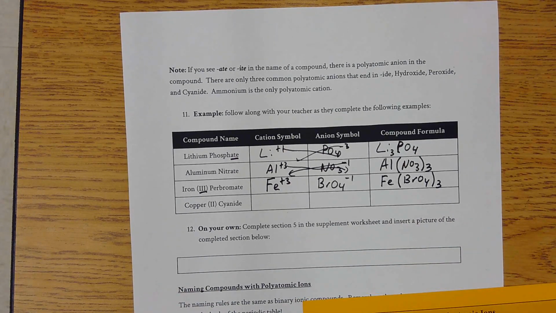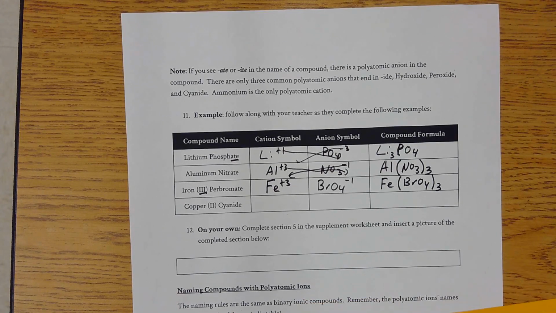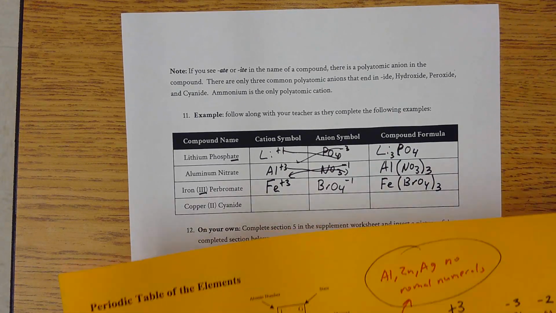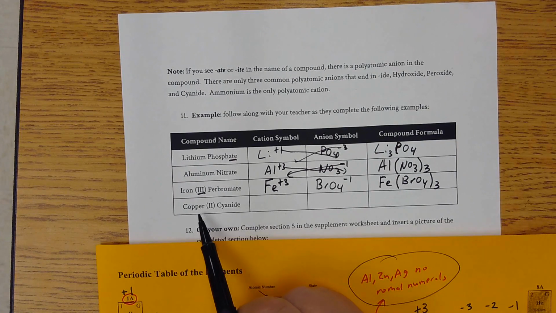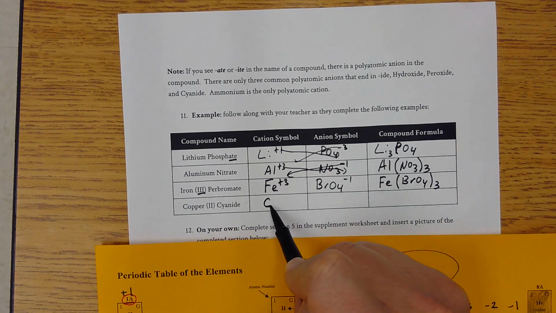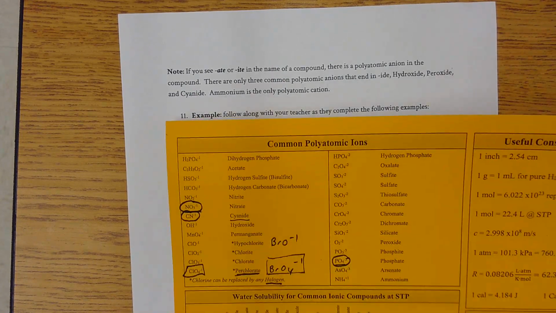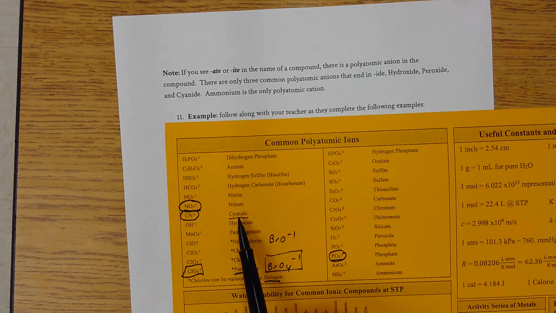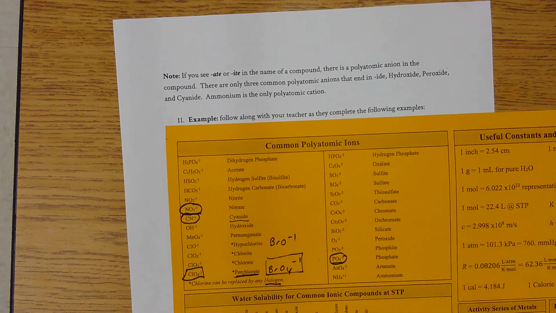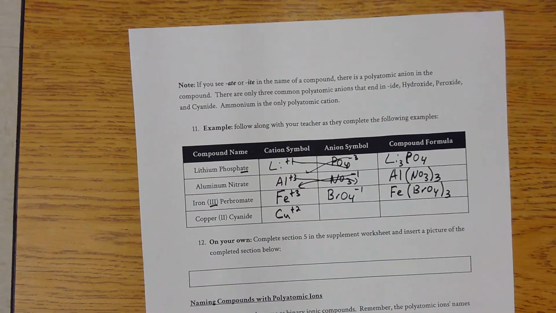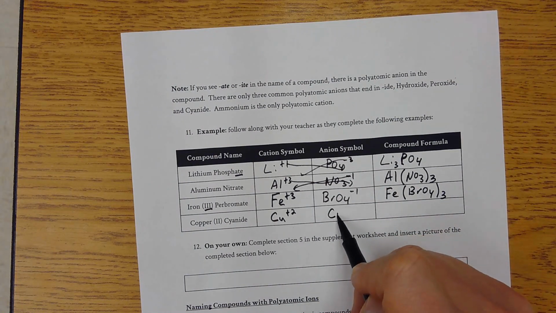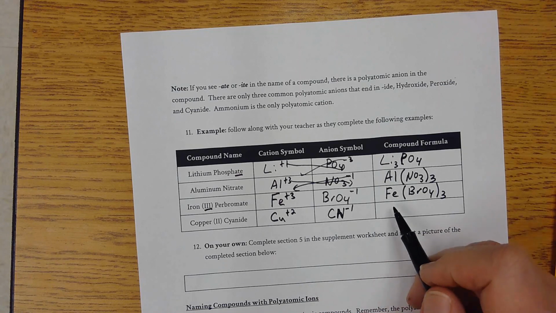Okay? And then the last part, copper cyanide. Okay? So again, copper, that's a transition metal, so it gives us the charge here. Copper is +2. Okay? If I look up cyanide, cyanide is right here, CN minus 1. Write that correctly. Cross the numbers, you end up with Cu(CN)2.